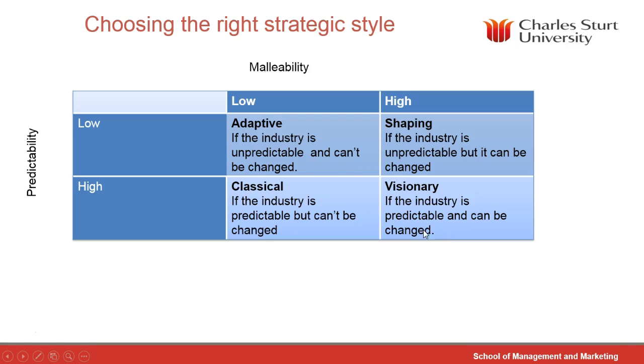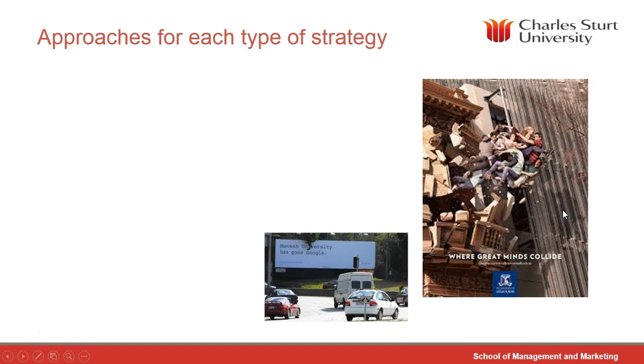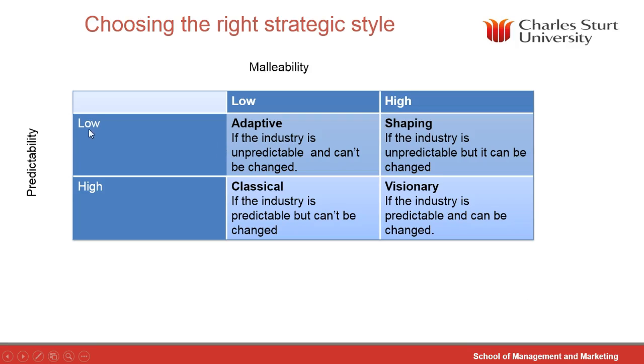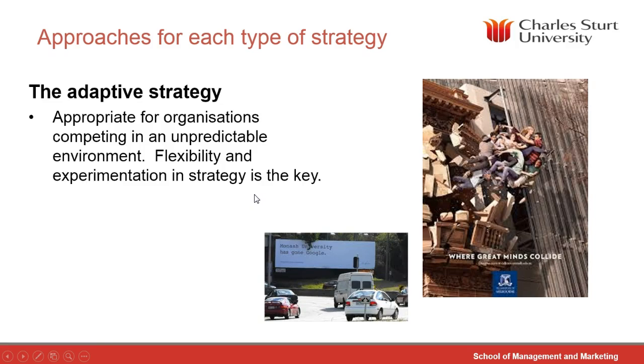If, on the other hand, predictability is low, but we believe we can have some impact, we would call that a shaping, and so on. So I'll go through and discuss each of these approaches. So the adaptive strategy, which is the first one up here, is where predictability is low and the impact that we can make is low. This is appropriate for organisations, as I've said, competing in an unpredictable environment. Flexibility and experimentation is key because it's unlikely that one strategy will have one long-term effect.